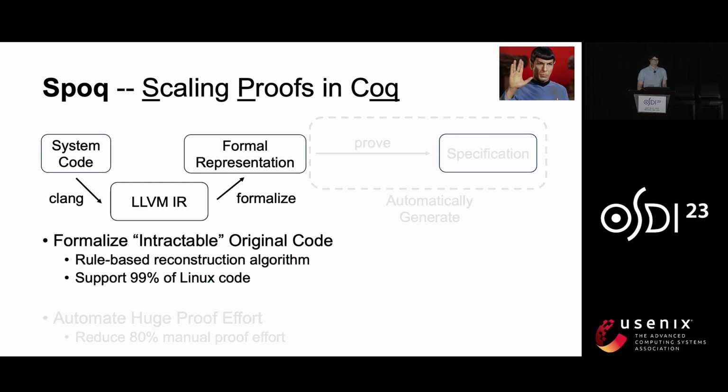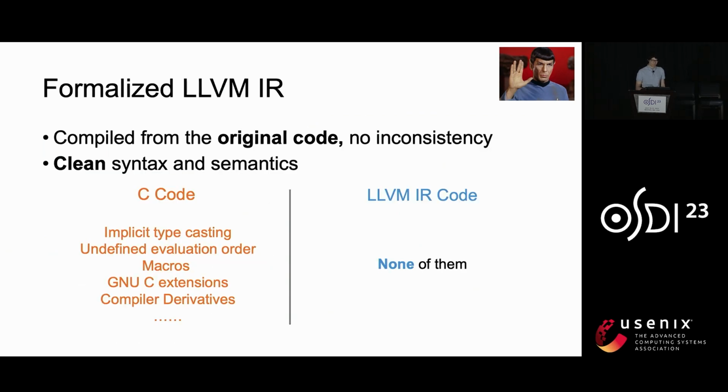Let me first talk about the first part. We choose to compile the source code into LLVM IR instead of manually retrofitting it, because LLVM IR won't be inconsistent with the source code. And LLVM IR has clean syntax and semantics, which effectively eliminates the need to support complex language features in the rest of the verification framework.